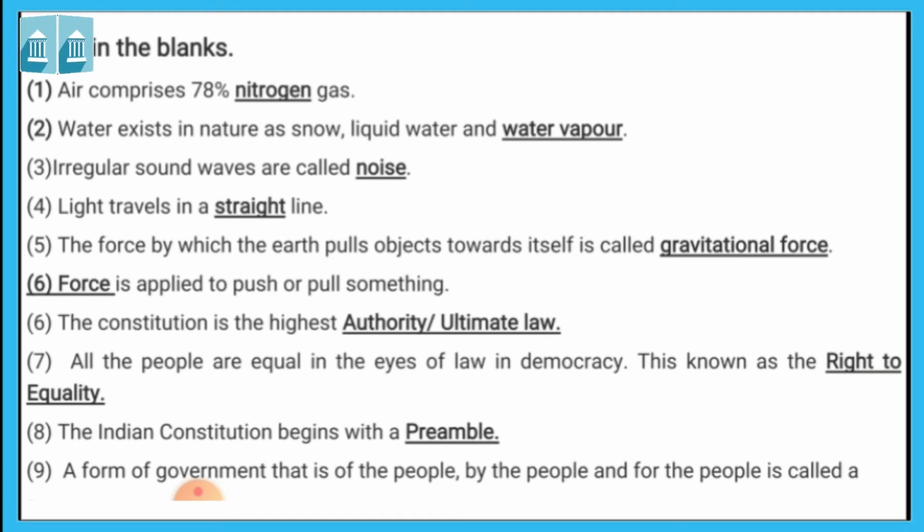6. The Constitution is the highest authority or ultimate law.